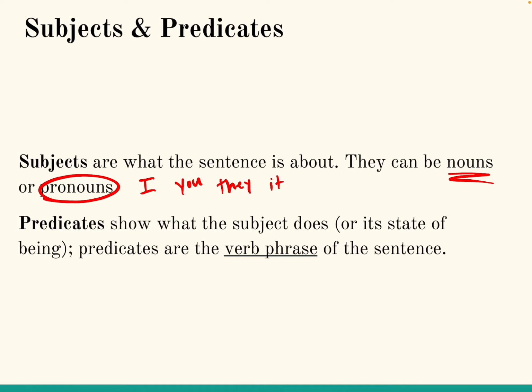Predicates are basically verbs. That's what I want you to think about. Phrases of verbs that demonstrate whatever it is that the subject is doing or what state of being the subject is in. Okay, so if you can't always remember what a predicate is, just think subject, verb, subject, verb, subject, verb. Every single sentence needs it. Every single clause needs it.